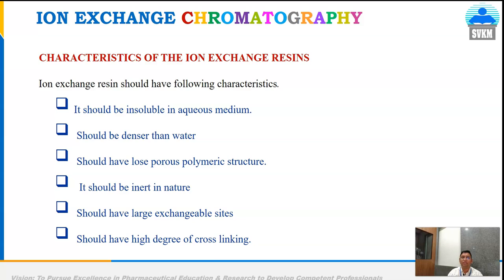Characteristics of ion exchange resin: it should be insoluble in aqueous medium, it should be denser than water so that it can remain in the water and not float on the solvent system. It should have a less porous polymeric structure so that it can get swelled easily. It should be inert in nature and should have large exchangeable sites. It should have a high degree of cross-linking properties.